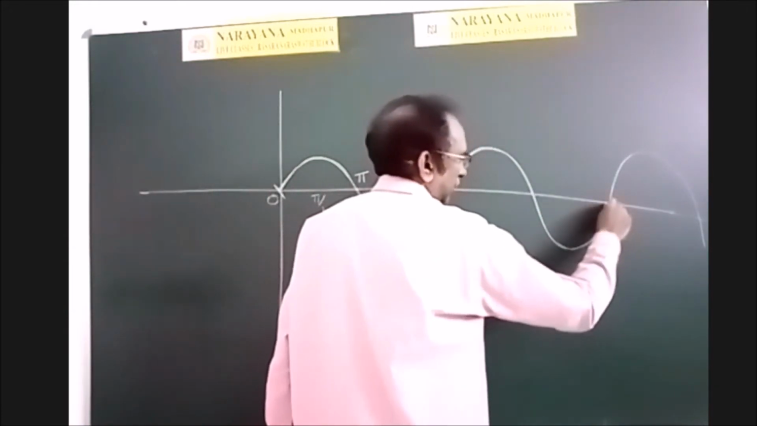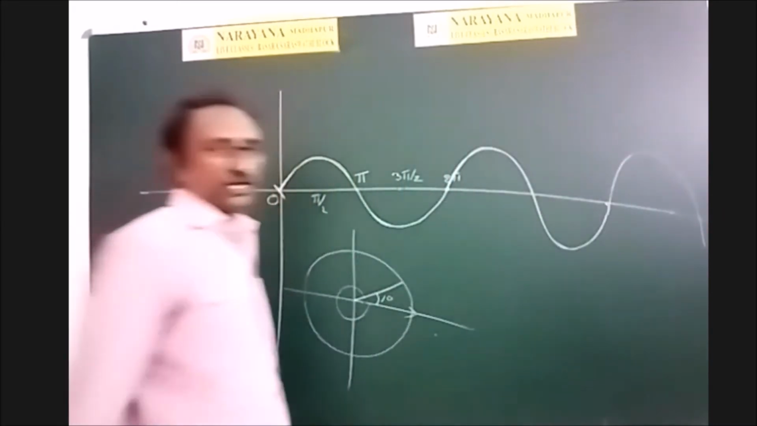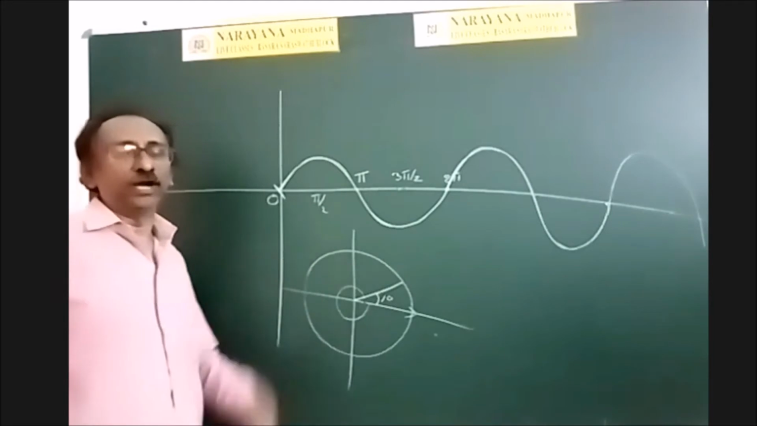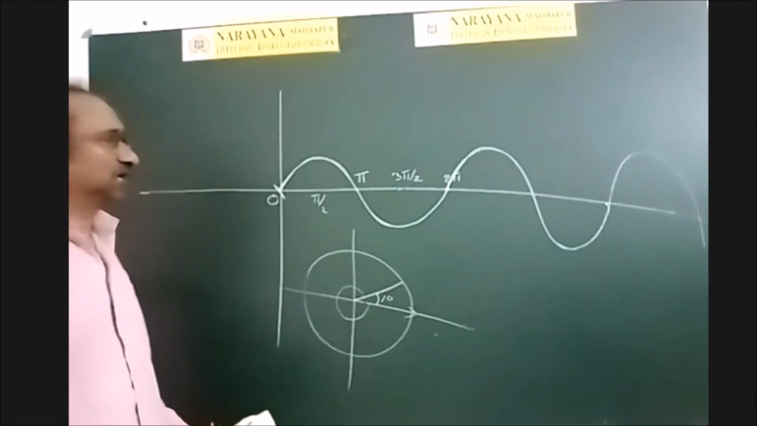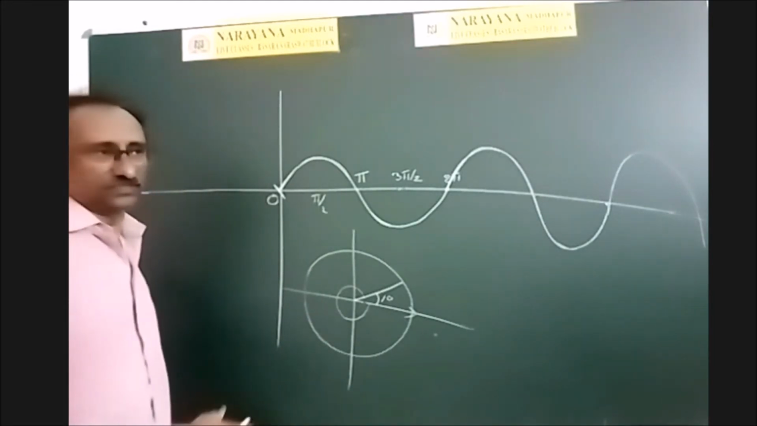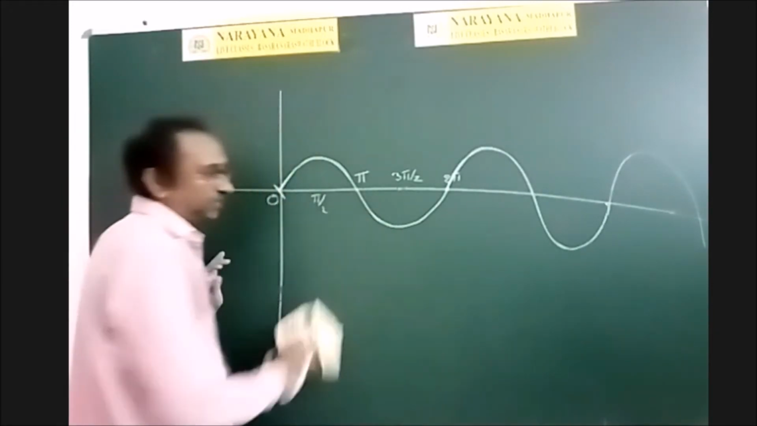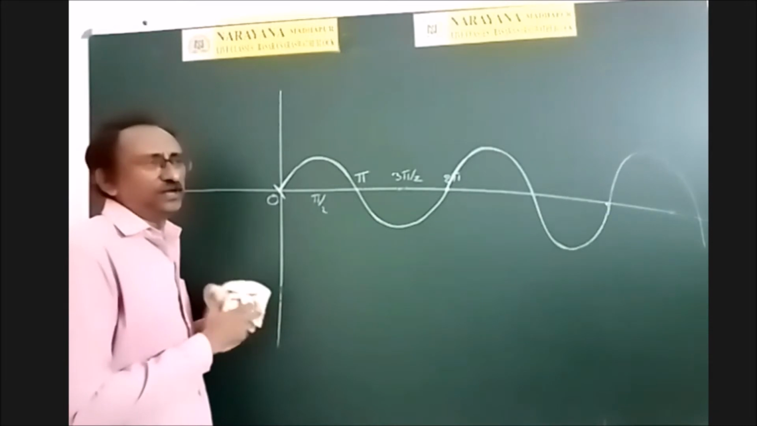This is another cycle. Once again the values are repeated. So these types of functions are called periodic functions. Trigonometric functions are the best examples of periodic functions.